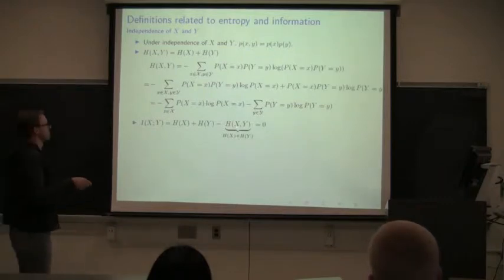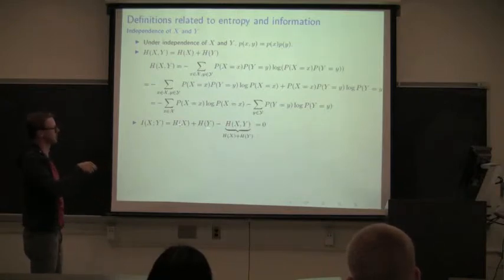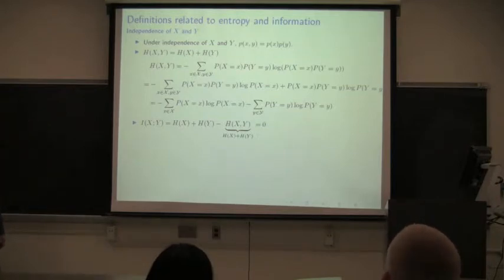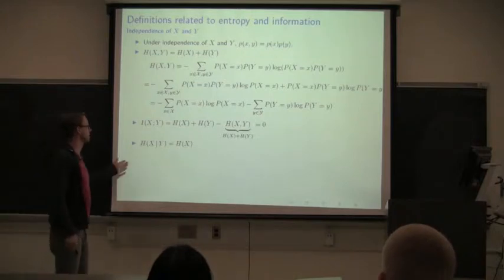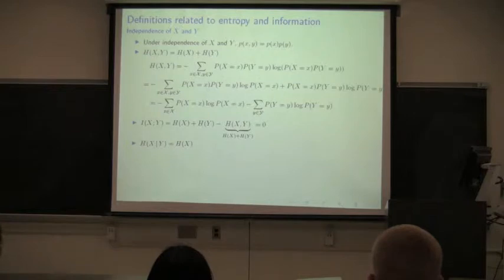Also the mutual information is 0, because the joint entropy is the sum of the two entropies, and so basically we just subtract the same thing again. And of course, the conditional entropy is just the entropy of x. Questions to this?